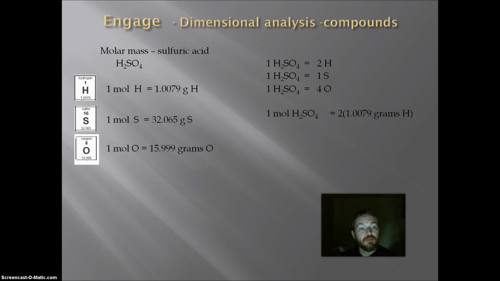So I take 2 times the molar mass of hydrogen. To that I add 1 times the molar mass of sulfur. To that I add 4 times the molar mass of oxygen, giving me a final molar mass of 110.088 grams per mole of sulfuric acid. You should be able to perform this process for any chemical that you can write a formula from. This ends the module on dimensional analysis for finding the molar mass of compounds.